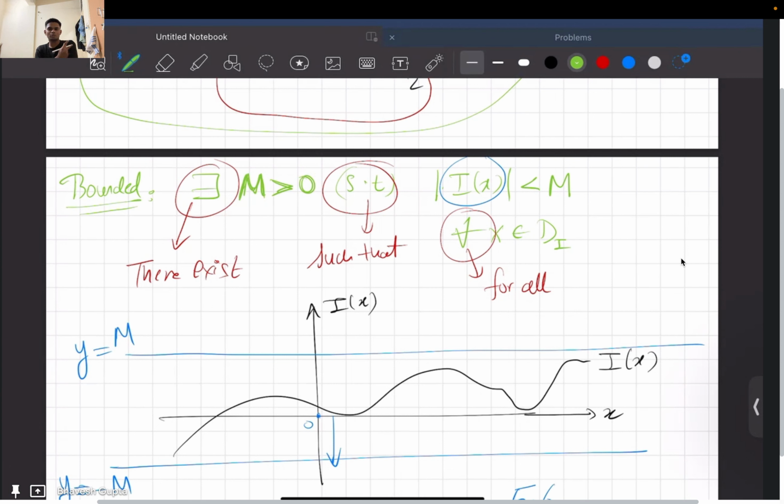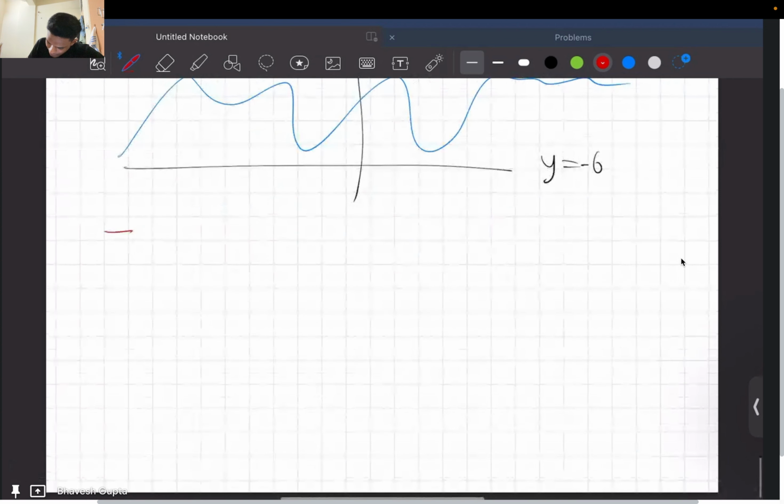Can you see the two horizontal lines over here? Or should I elaborate more? See, there's a modulus outside. If you open the modulus, it opens as a plus and minus. So what do you see? You see there's f of x is equal to plus or minus m.